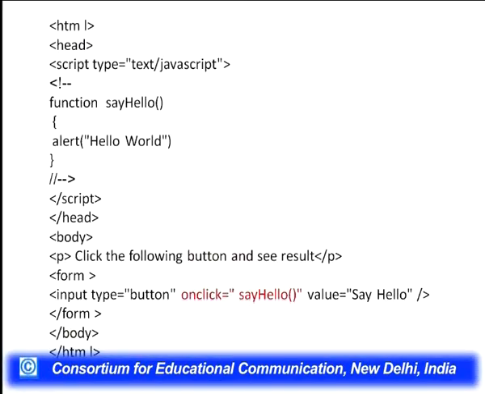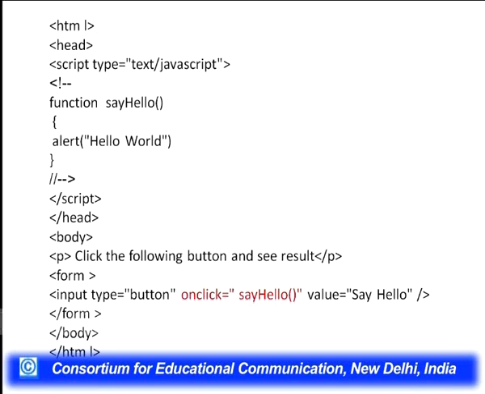So here we can see that a simple JavaScript program has been written, and this program has both the elements. We are showing how a function has been defined and how the function is called when the on-click event of the button is triggered. So we can see here that in the head portion we have specified a simple function which says hello world. The name of the function is say hello, and it alerts hello world.